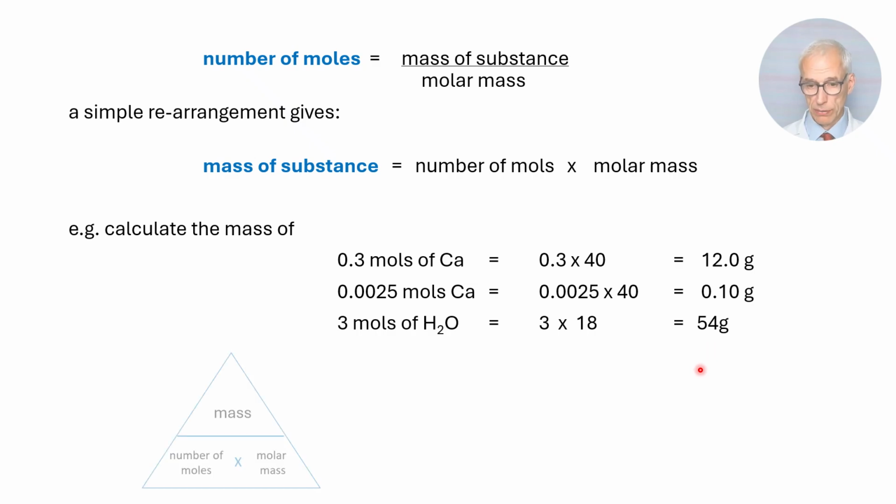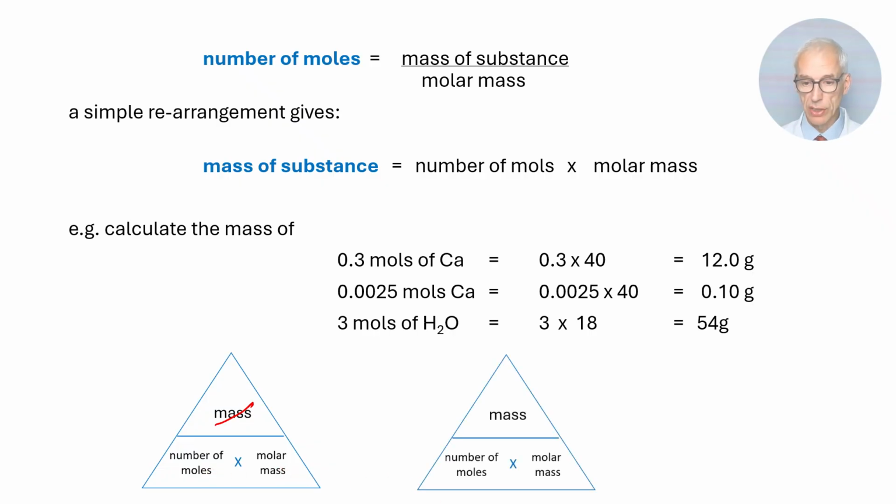Now, you may be the type of student that likes to work with one of these calculation triangles. I don't always recommend them for all students, but they may work for you. So if we work out the mass, we have numbers of moles times molar mass. If we want to work out the numbers of moles, then we have mass divided by molar mass.